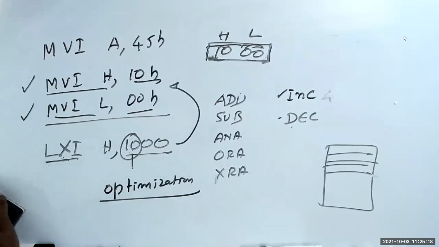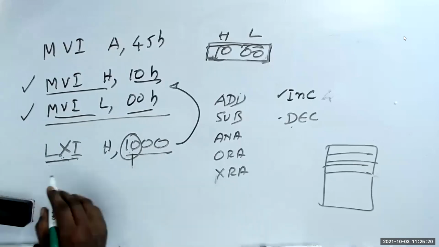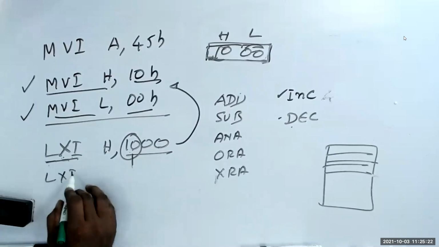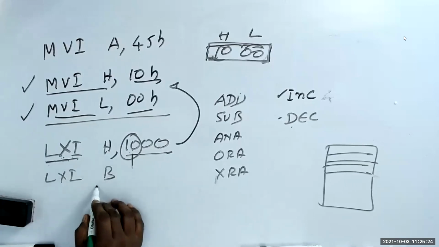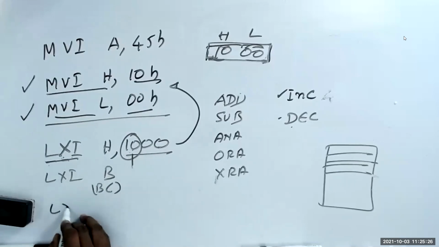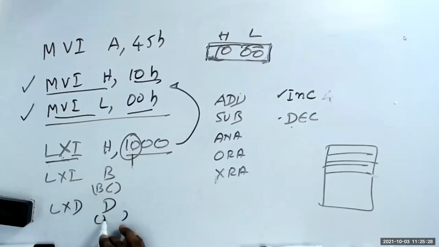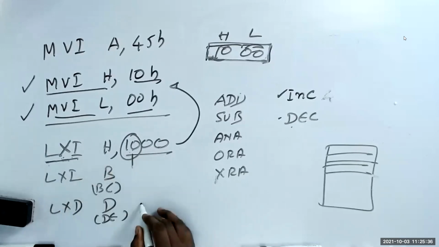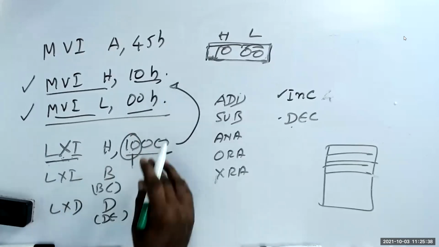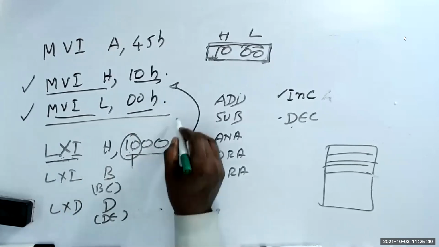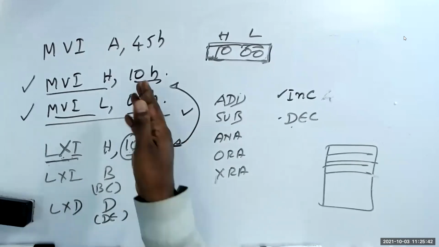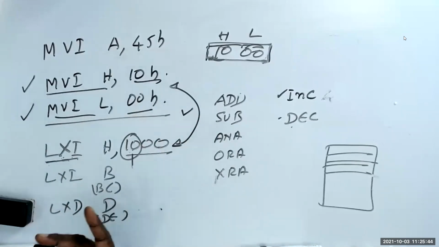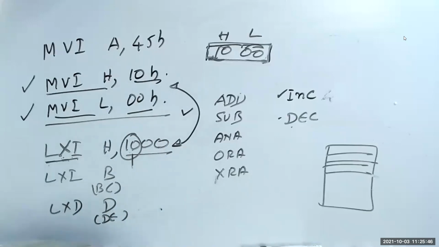You can have an LXI B. B means BC. LXI D. D means DE. That is where we have a confusion. The problem is there is no right way. This is the way I did not have to use at all. I can use this. Both are the same. If you ask me why I have to use this, I don't have a reason. These are all given by the manufacturer.